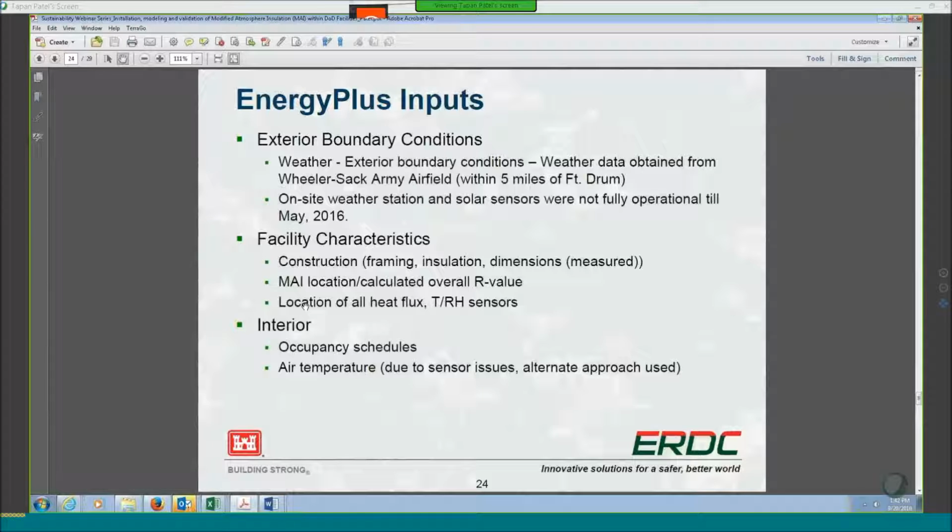And on the interior side, we also have data on the occupancy schedules and air temperatures. One issue we did run into is one of our interior temperature sensors had a fault and was not recording data for many months. We did fix that, but we had to use an alternate approach there for the modeling during that time. So I'll talk about that here in the next slide.